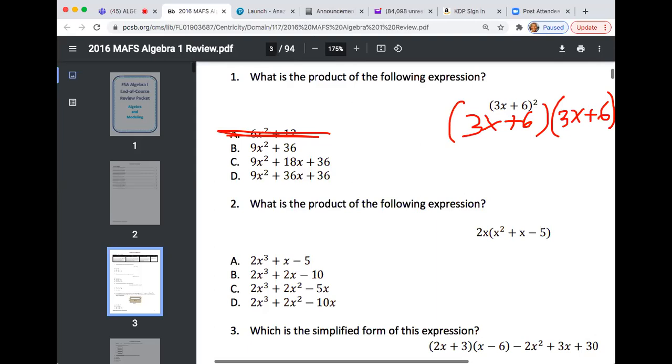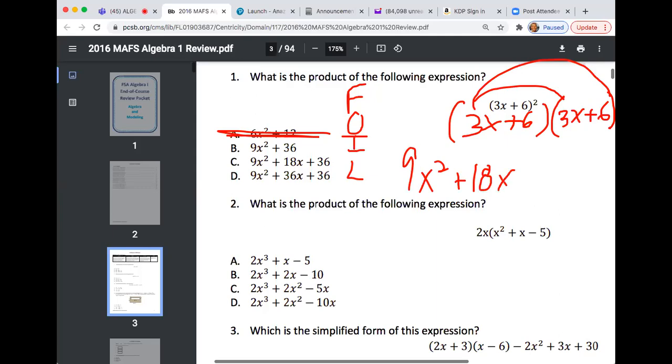But guys, listen, for this problem, you're supposed to FOIL, okay? When you FOIL, how many times are you multiplying? 4 times. FOIL, that's 4 letters. So what happens? 3x times 3x, 9x squared. We got that. Then you do 3x times 6. That's the outer terms. That's 18x. Then you do the inner terms. That's another 18x, guys. And then finally, you do the 6 times 6. That's the last terms. That's how you get the 36. So, guys, you've got to add these 2 together. So the answer is actually D, guys.